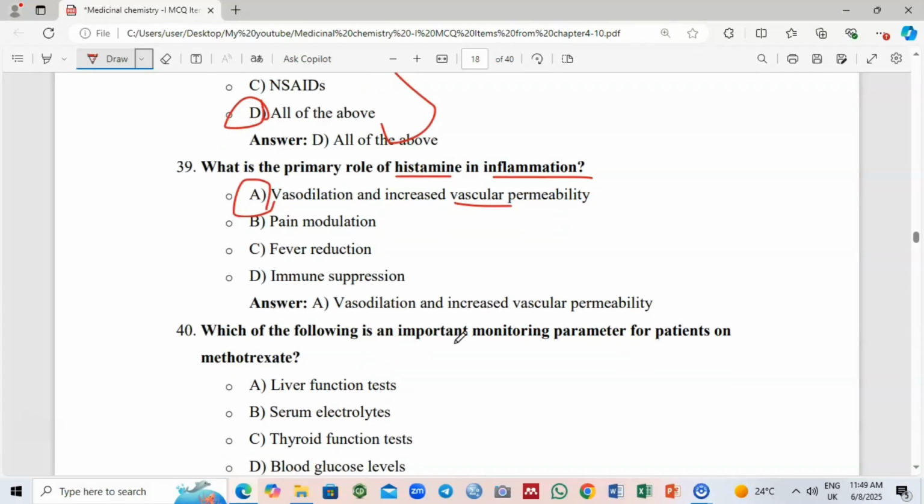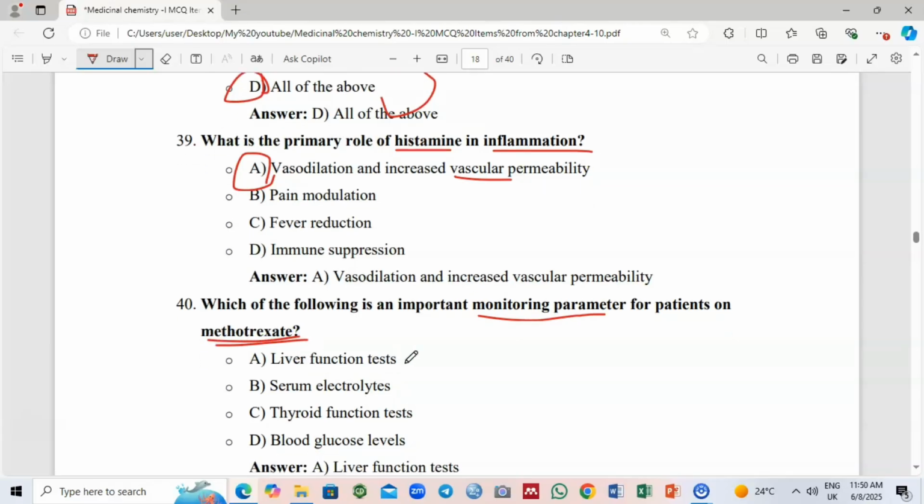Which of the following is an important monitoring parameter for the patient on methotrexate? A. Liver function test. B. Serum electrolytes. C. Thyroid function test. D. Blood glucose level test. Therefore, in monitoring parameters for a patient on methotrexate, you have to test liver function as well.